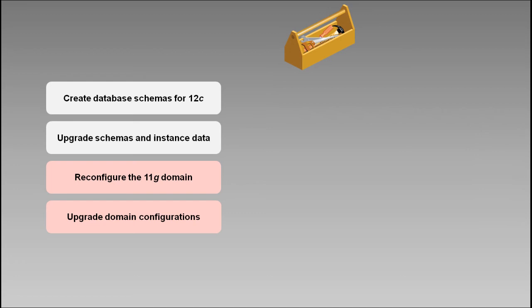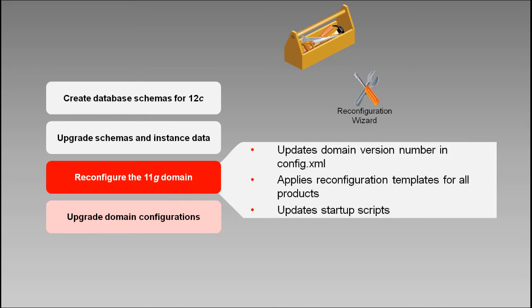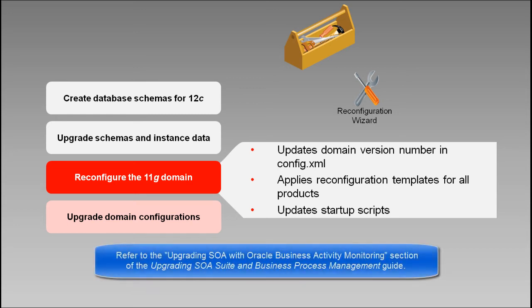Next, you run the Reconfiguration Wizard to reconfigure the 11G domain, which accomplishes the tasks you see listed on the screen. Note that if you're upgrading a SOA domain with BAM, there's a special set of tasks you need to perform, because BAM has been completely redesigned for 12C. These tasks are documented in detail in the Upgrading SOA with Oracle Business Activity Monitoring section of the Upgrading SOA Suite and Business Process Management Guide.